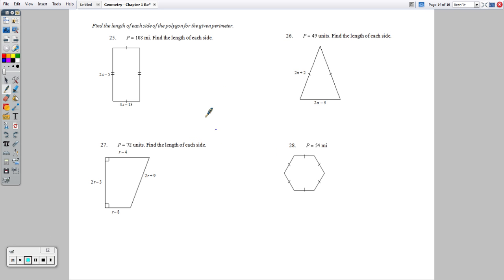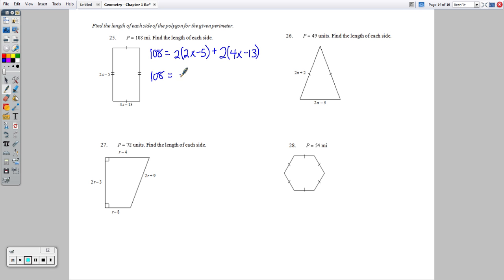Let's keep moving. 25 through 28, we're supposed to find the length of each side of the polygon for the given perimeter. On this one, the perimeter is 108. And it looks like we have a rectangle here. So this and this would have to be the same, and this one would have to be the same. They're labeled as such as well right here. We got 2 congruent sides there and there, 2 congruent sides here and here. So I could say that the perimeter, 108 in this case, would be those 4 added together. But really we have 2 of these and we have 2 of these. So I could just say it's 2 times 2x minus 5 plus 2 times 4x minus 13.